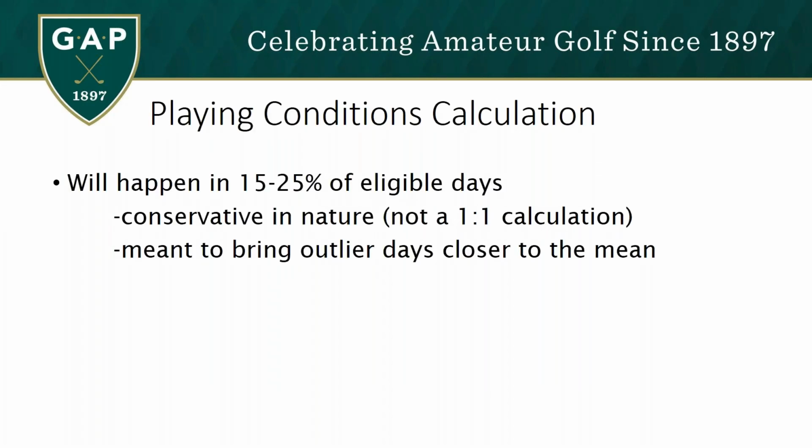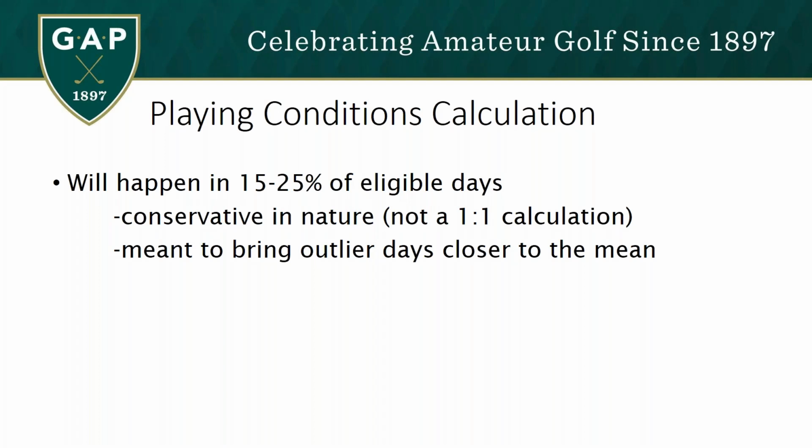So with the PCC, we've been told, and based on the data that we've seen down in areas that have been posting year-round, it'll happen in about 15 to 25% of eligible days. That means if the course is rated 100% perfect by the local association, PCC will still happen because course and weather conditions can cause outlier scores. It will be conservative in nature, meaning it's not a one-to-one calculation.